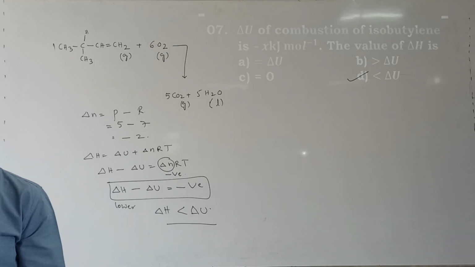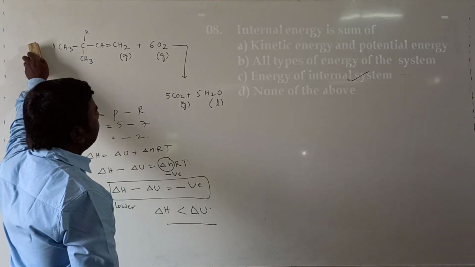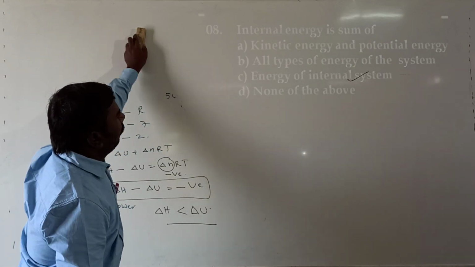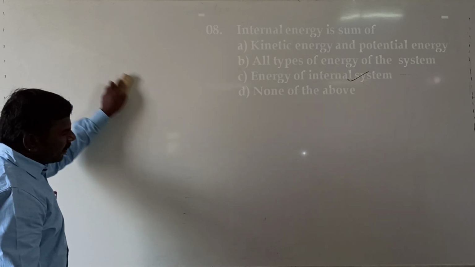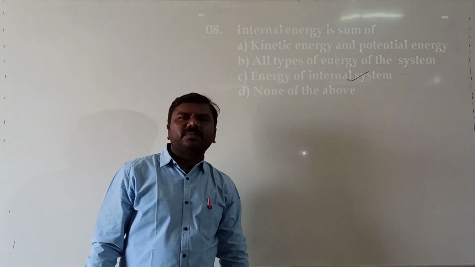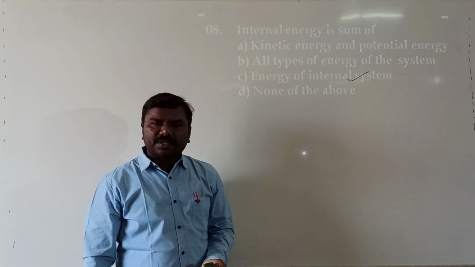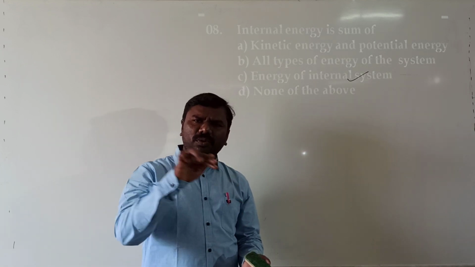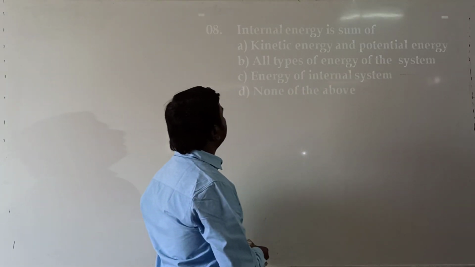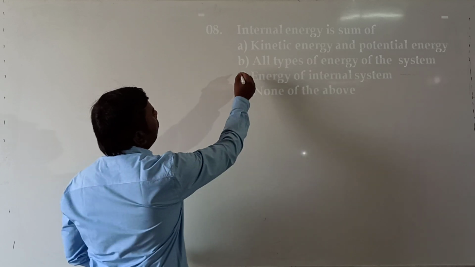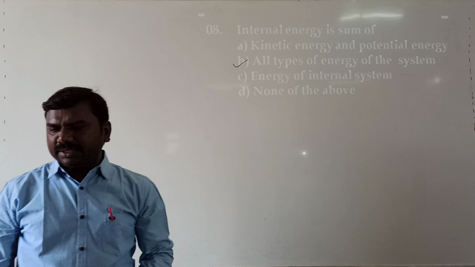Next. Internal energy is the sum of all types of energy present in a system, whether it is kinetic energy, potential energy, vibrational energy, translational energy, electrical energy. All the types of energy are included, so it is considered as internal energy, all types of energy in the system. Option B is correct. Next.